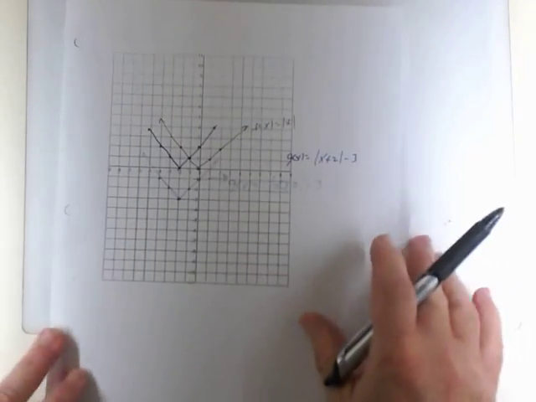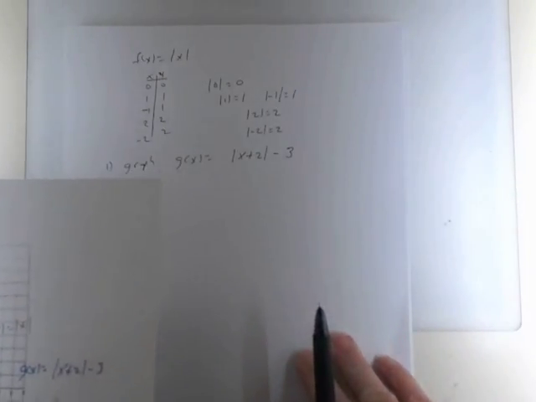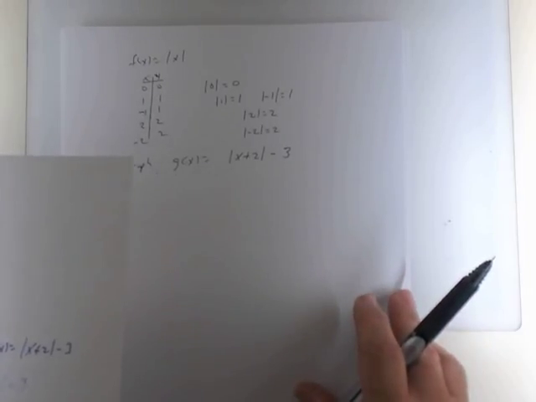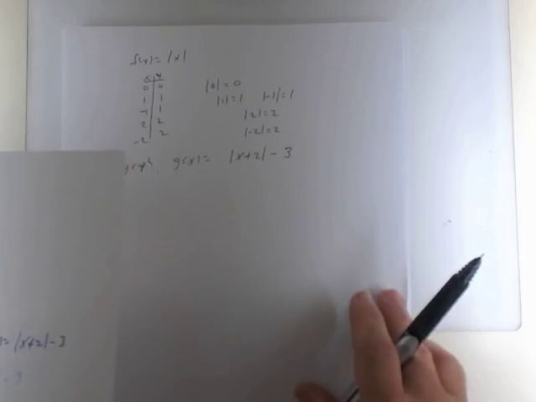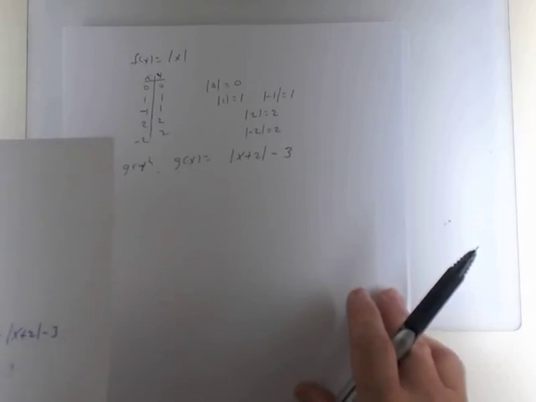All right. So for this problem, the parent function is x plus 2, right? No, it's the absolute value of x. Absolute value. Only for absolute values.